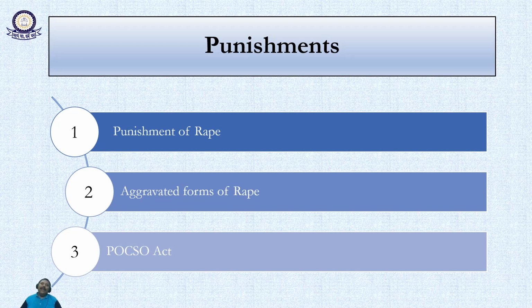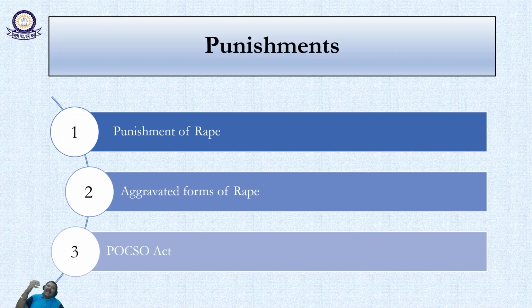The second exception is the wife of a person. Marital rape is not rape in the sense that if the person who commits the sexual act, which would otherwise be rape even without consent or against the will, is the husband of that woman, and that woman is not a minor, means above 18 years of age.